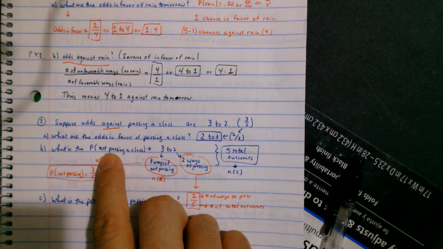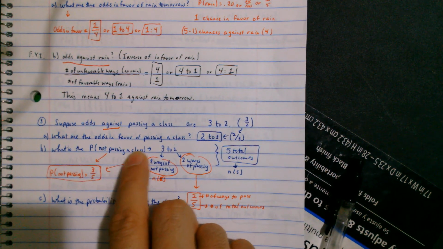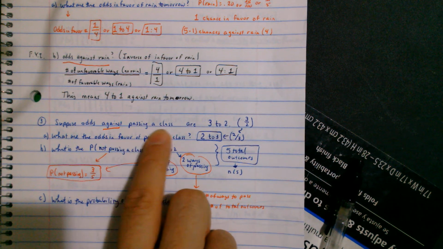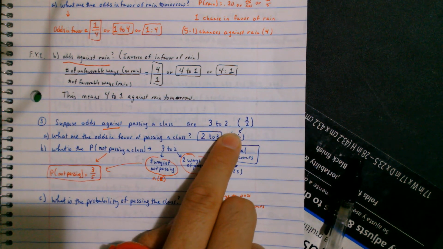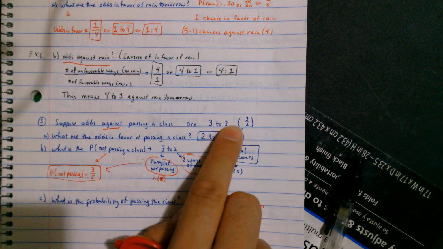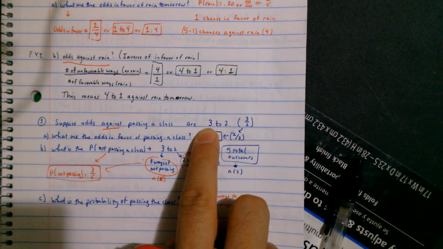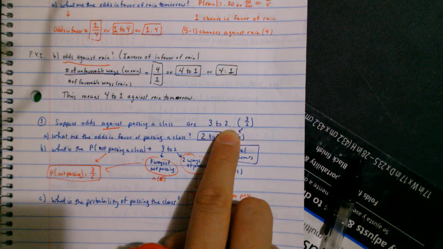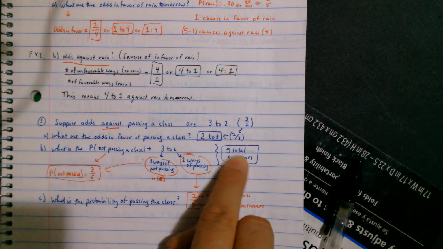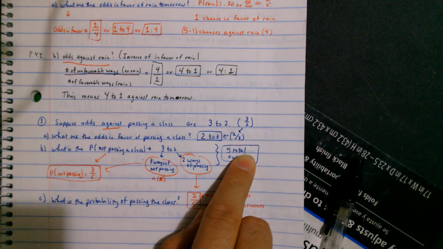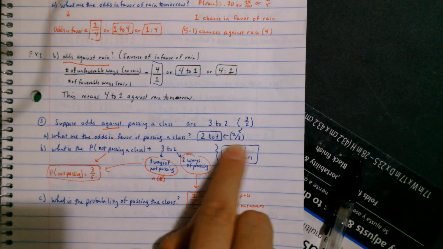What is the probability of not passing a class? Well, if the odds against you of passing a class are 3 against you, 2 for you, that means that there are 5 total chances. There are 3 ways against you. There are 2 ways for you. So there's 5 total chances. Remember, probability is part of a whole. So this means that there are 5 outcomes.